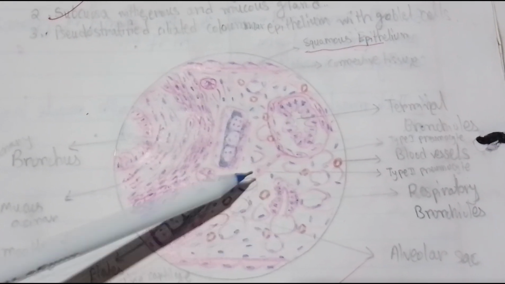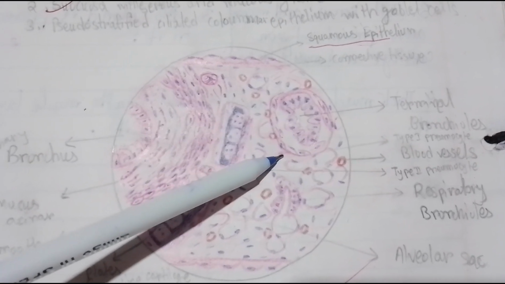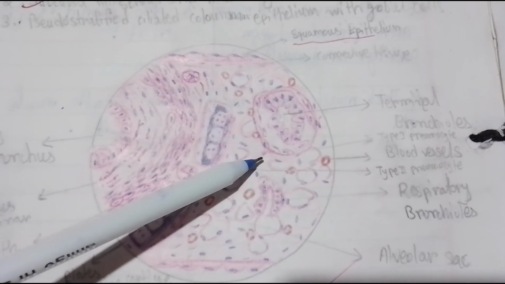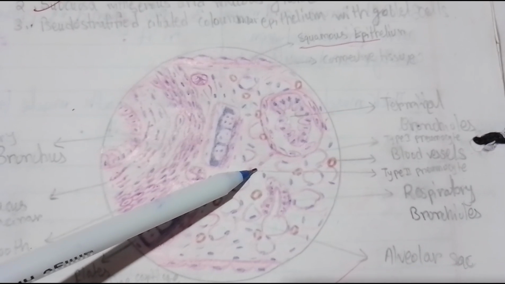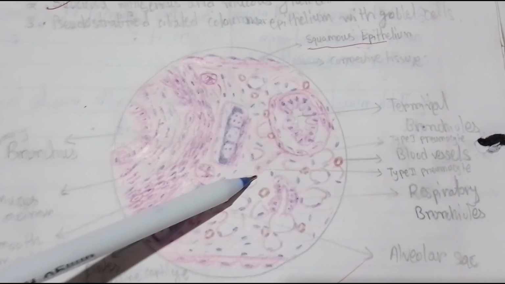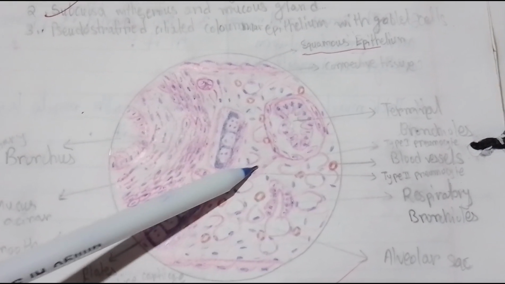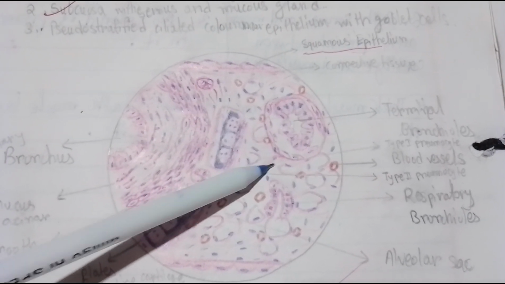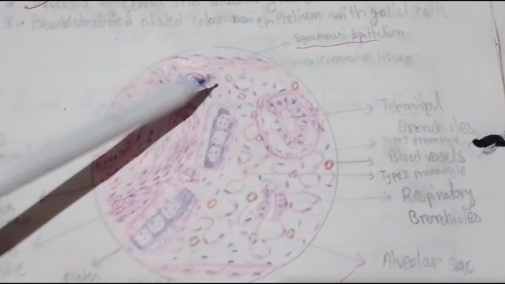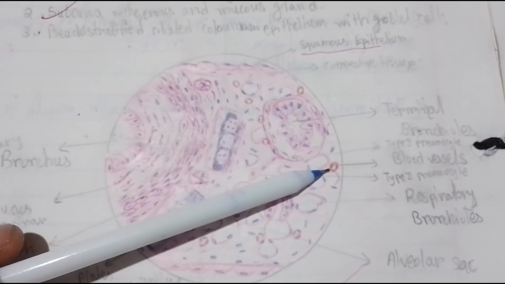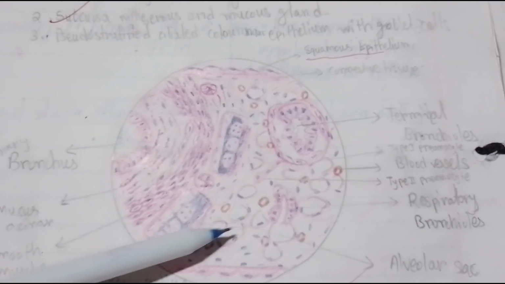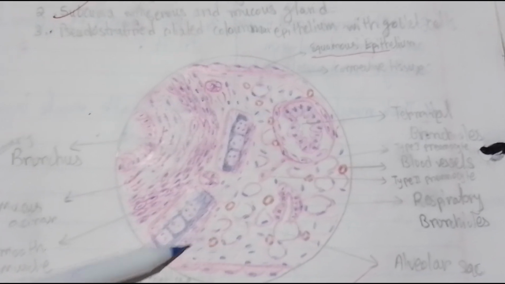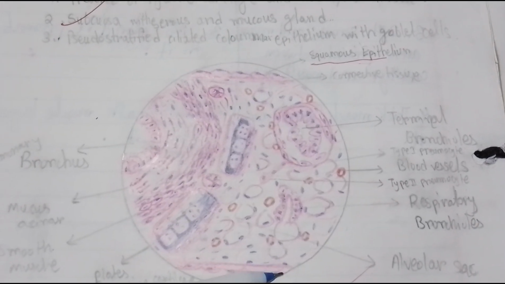And we can also appreciate the pneumocytes. Type 2 is round in shape, and type 1 is flattened or plate-like cells, randomly spread. There are the blood vessels, these are all the blood vessels, and this is the squamous epithelium.